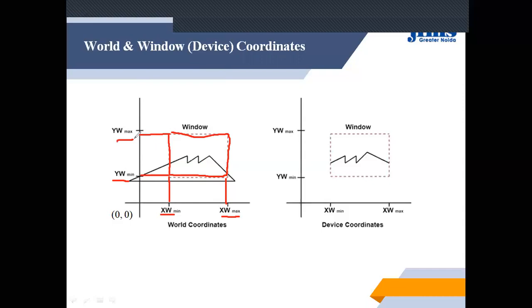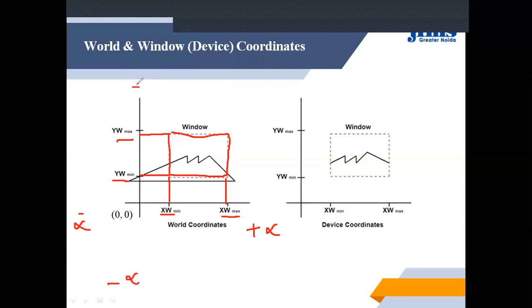I told you that in the world coordinate system, this is the area from minus infinity to plus infinity on the x-axis, whereas on the y-axis also this is minus infinity to plus infinity.